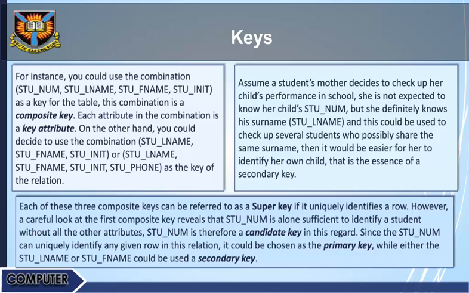Each of these three composite keys can be referred to as a super key if it uniquely identifies a row. However, a careful look at the first composite key reveals that student number is alone sufficient to identify a student without all the other attributes. Student number is therefore a candidate key in this regard. Since the student number can uniquely identify any given row in this relation, it could be chosen as a primary key, while either the student last name or student first name could be used as a secondary key.